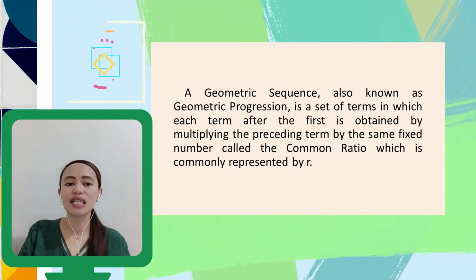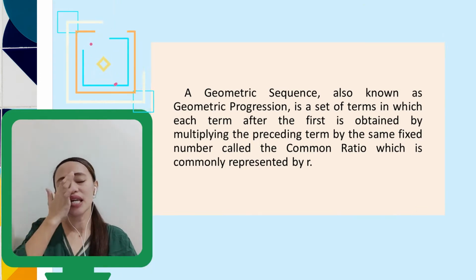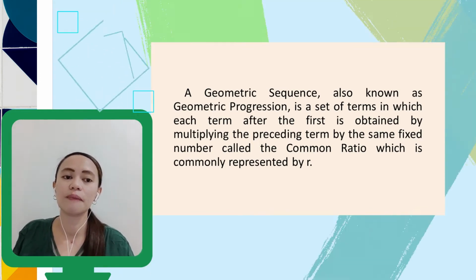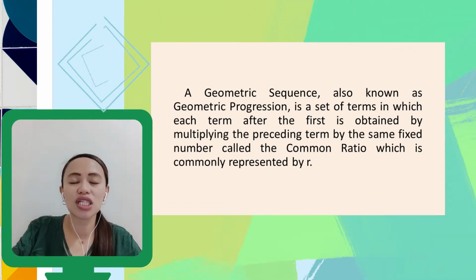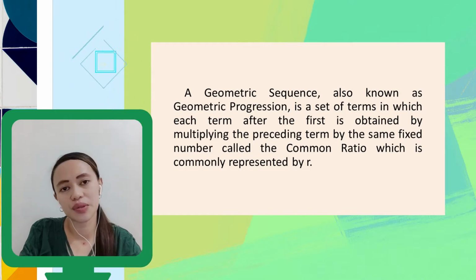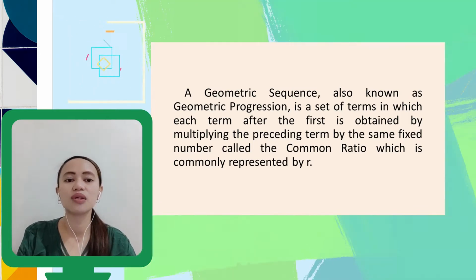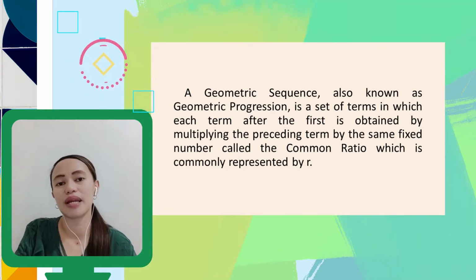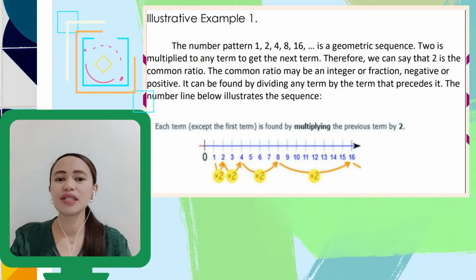In a geometric sequence, each term after the first term is obtained by multiplying the preceding term by a non-zero constant, which is the common ratio. The formula that we're going to use is: the nth term is equal to the first term times the common ratio raised to the number of terms minus 1. Let's have the illustrative example.